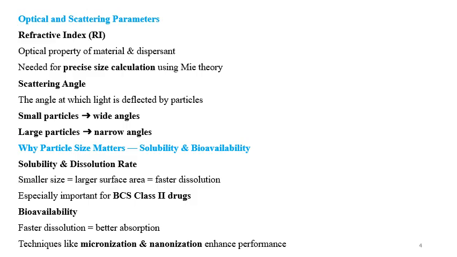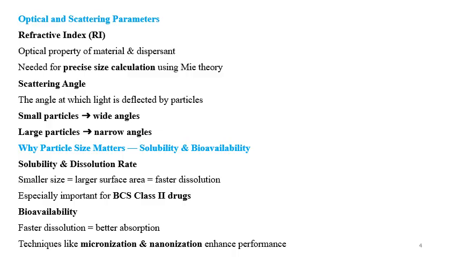Optical and scattering parameters. Refractive index: the optical property of a material and dispersant needed for precise size calculation using theories like Mie theory. Scattering angle: the angle at which light is deflected by the particles. Small particles, wide angles, and large particles, narrow angles. So optical and scattering parameters like refractive index and scattering angle can help you to understand the particle sizes.